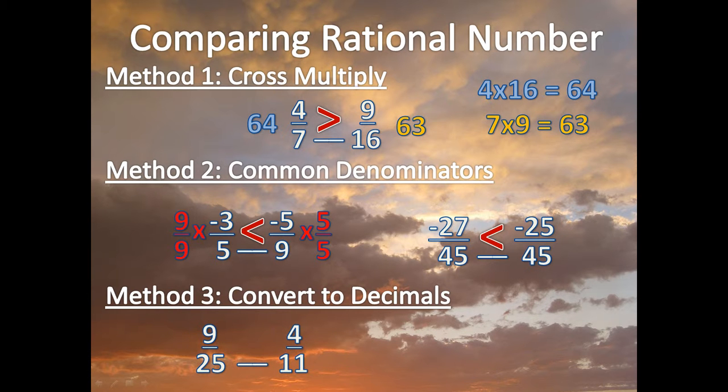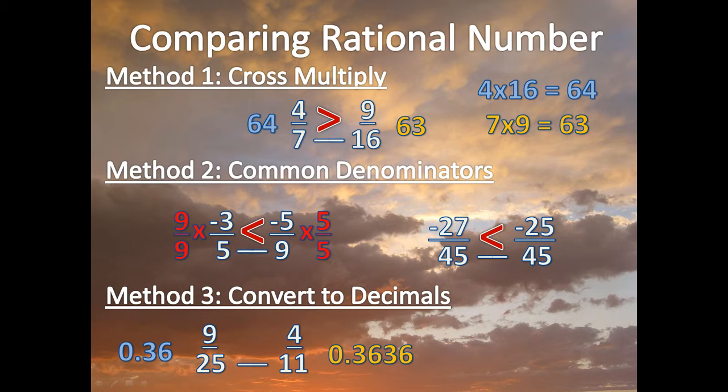Let's take a look at this last method now, method 3, converting to decimals. So let's say we have 9/25 and 4/11. So we want to look at how we can convert 9/25 into decimal form. Well, we can take 9 and divide it by 25, and we come out with 36 hundredths. When we take 4/11 and divide that out, we get 0.36363636. It goes on infinitely in that pattern.